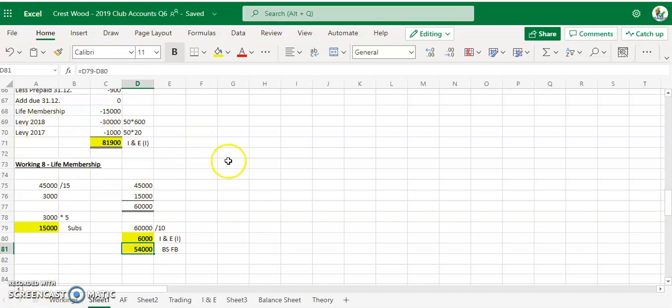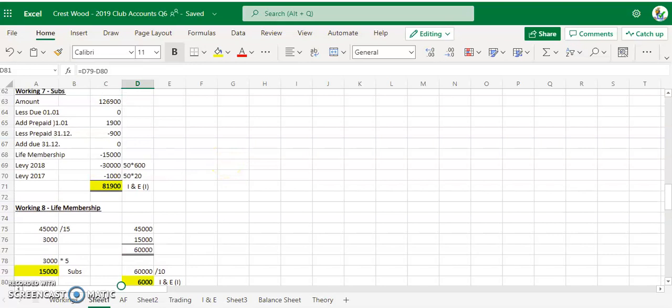So we also have two levies as well. We have the levy for 2018, which is €50 by 600 members, so it's going to be 30,000 that we need to take out from our subs each year. And also the levy for 2017, which was 50 by 20, which is 1,000. So you've got 126,900.